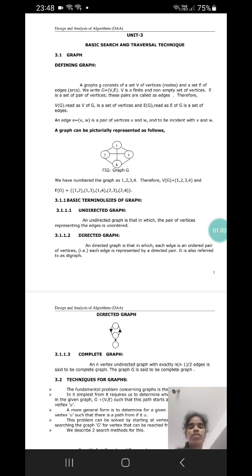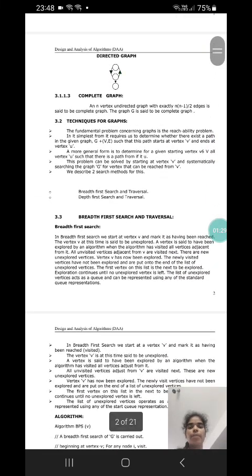Next, basic terminologies of graph. First, undirected graph. An undirected graph is one in which the pair of vertices representing the edges is unordered. Next one, directed graph. A directed graph is one in which each edge is an ordered pair of vertices, that is, each edge is represented by a directed pair. It is also referred to as a digraph. Third one, complete graph. An n-vertex undirected graph with exactly n(n-1)/2 edges is said to be a complete graph.